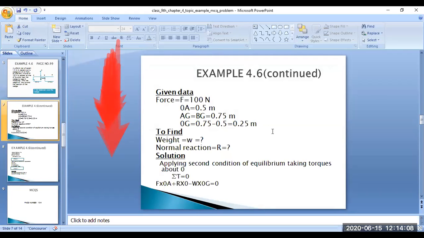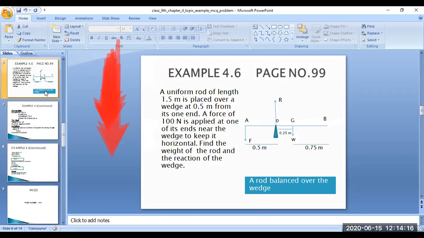In this numerical, we are asked to find the weight W and the normal reaction R. What is the weight W? We need to find out this weight because this force is given to be 100 Newton. But in this example we need to find out W and the normal reaction. These two things are required to find out.